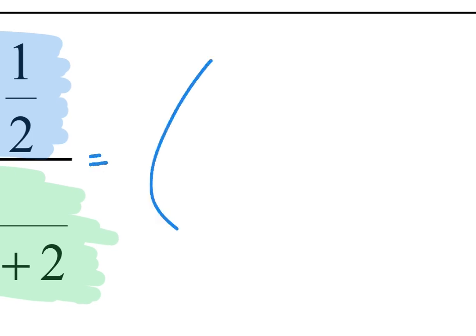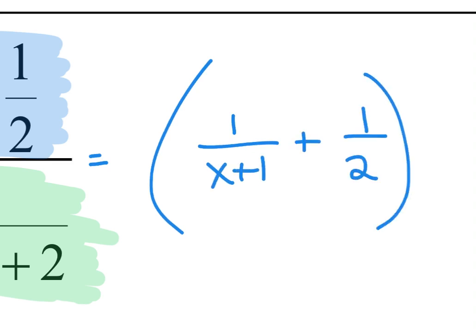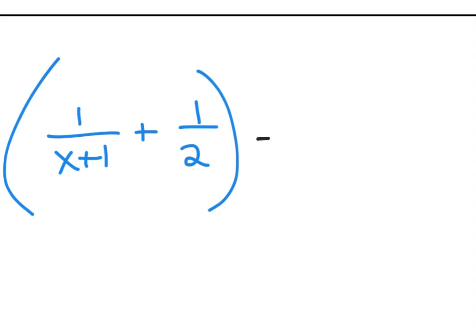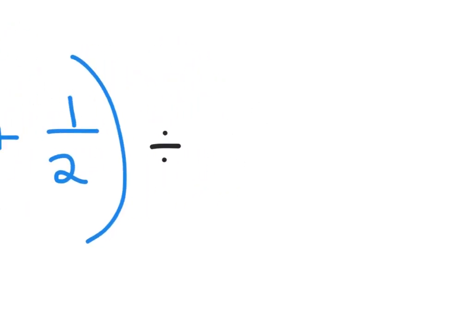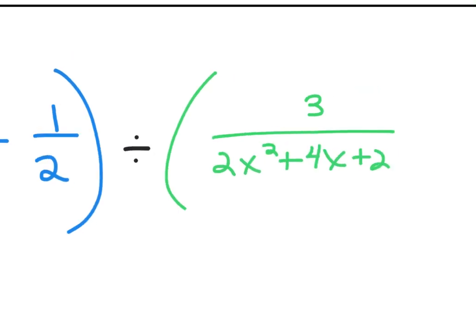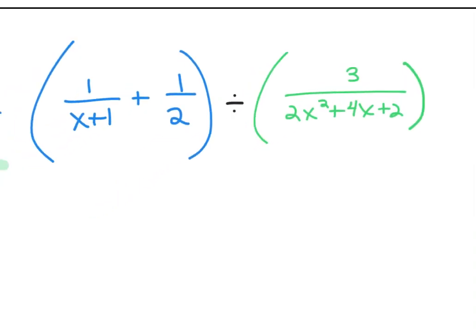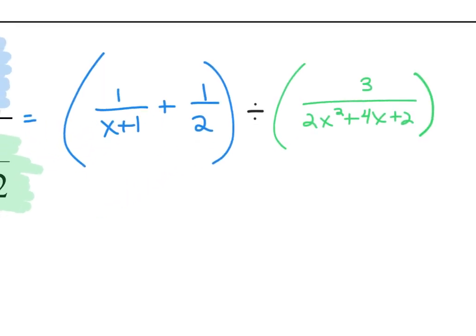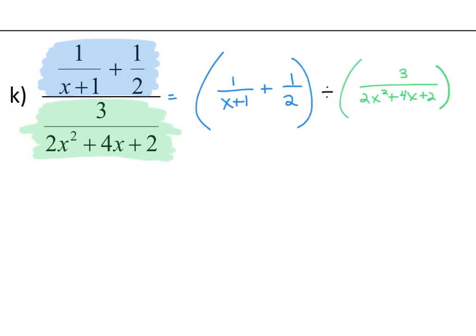So I'm going to start with a big set of parentheses and write 1 over x plus 1 plus 1/2, big parentheses, divided by, and then that big denominator, that is one ugly denominator, 3 over 2x squared plus 4x plus 2, because I couldn't have given you a problem that didn't have so many little different moving parts, could I? So now you've rewritten that as a division problem. You want to take each one of those things separately.